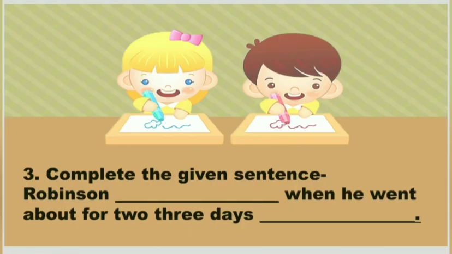Now our next is, complete the given sentence. Robinson dash when he went about for 2-3 days dash. Now here our complete the given sentence is not direct. That means it's not directly mentioned in the text. So we will read the text and try to mold it for our answer.